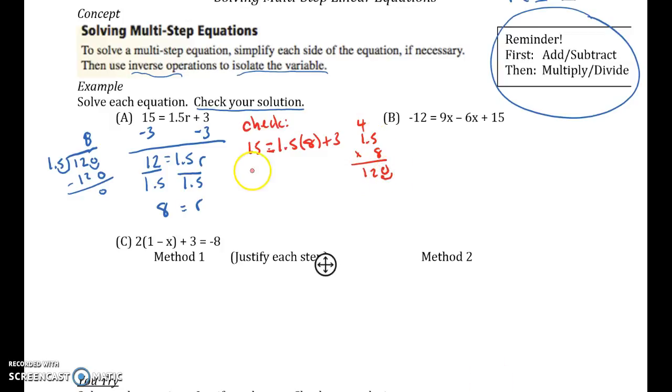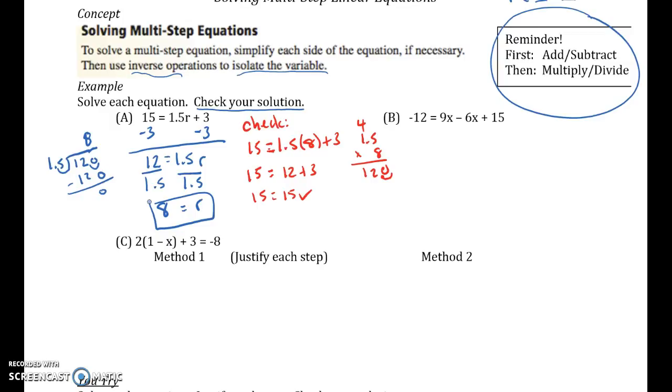Okay? And remember, when you're checking, we're doing our regular PEMDAS, our regular order of operations. So then I'm going to go ahead and do any multiplication or division first, then addition or subtraction. So I'm going to get 12 plus 3, and that works out perfectly. So then I can be very confident r is actually equal to 8. Okay? Then let's take a look at part B.